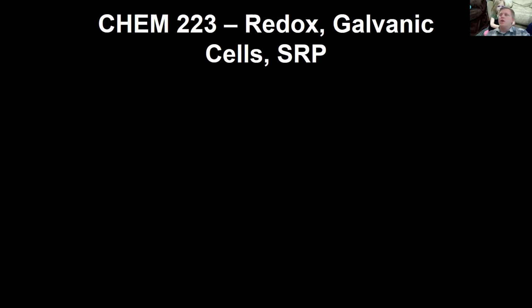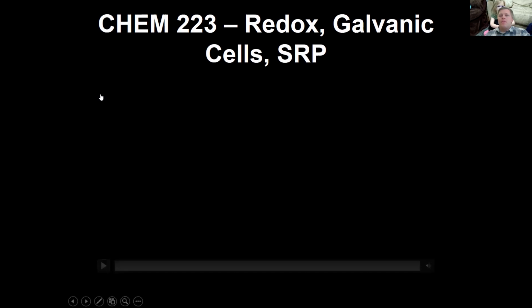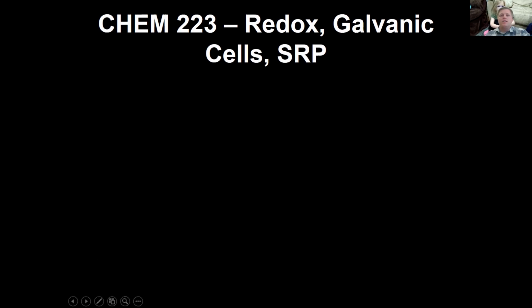Hi, this is lecture 12 for Chem 223. Today we'll be talking about redox reactions, galvanic cells, and a little bit about standard reduction potentials. And this will actually be our last lecture that comes with a handout.